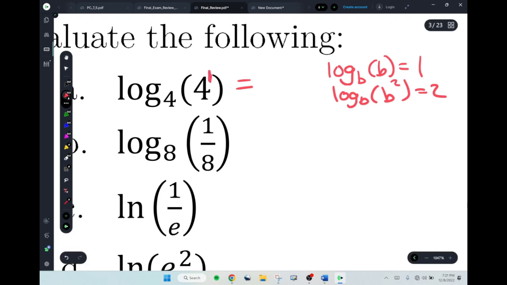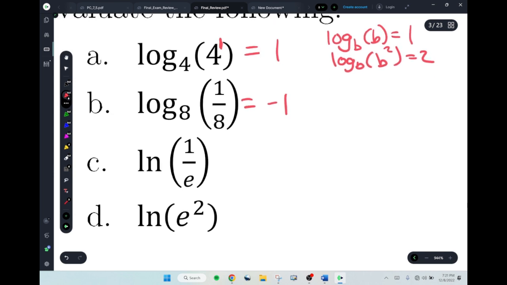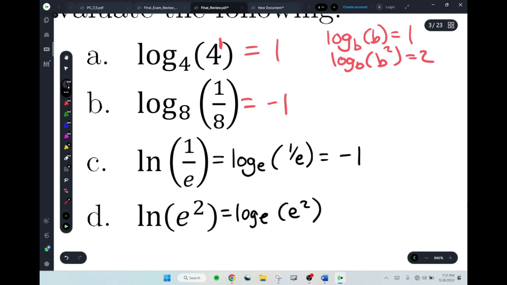Okay, so this is a 1 right there, right? So that's a 1. Minus 1, because that's what flips it to the top, or to the bottom. Whoa. What about here? We have to be careful. What does ln actually mean? Log E of 1 over E equals minus 1. Log E of E squared equals... Does that help you see it or not?